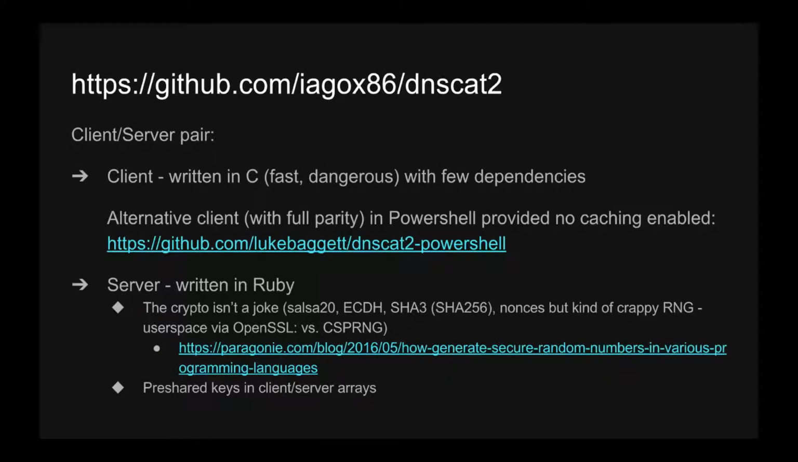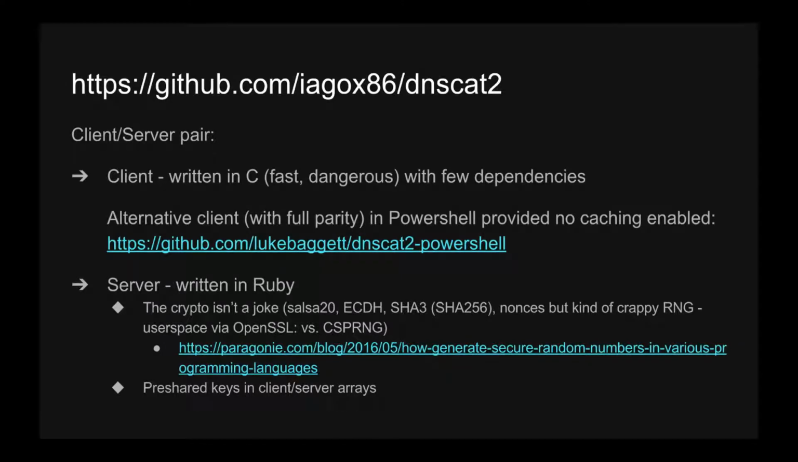There's very few dependencies. It's meant to be portable. There's an alternative client with full parity in PowerShell, provided the server side has no caching enabled, and that's from Black Hills Information Security, so that's cool. What is the server written in? It's written in Ruby, which is fine. It's like Japanese Perl to me, whatever. It's what all the hipsters use.